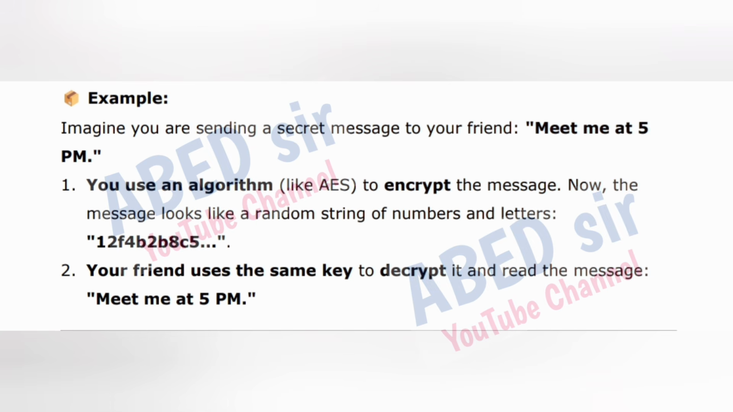Example: imagine you are sending a secret message to your friend, "Meet me at 5 p.m." 1. You use an algorithm like AES to encrypt the message. Now, the message looks like a random string of numbers and letters, 1F4B...B8C5. 2. Your friend uses the same key to decrypt it and read the message, "Meet me at 5 p.m."